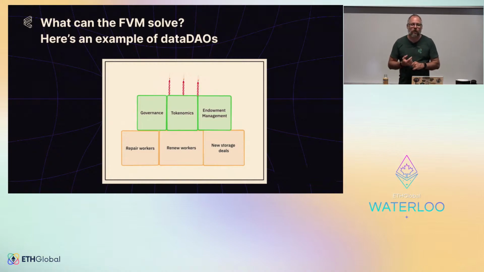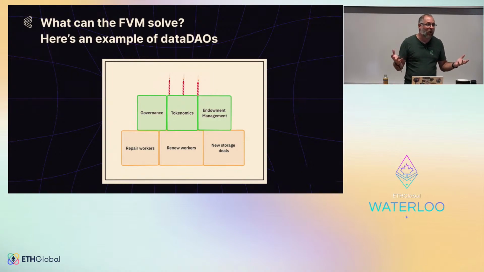You could have renew workers, so you could have perpetual storage. When the data comes to the end of its storage deal, or when the storage deal comes to an end rather, a smart contract could renew that storage deal and continue on further. You could create new storage deals as well. So you could have something like a data DAO, so building on the next layer now, this green layer on top, you have things like governance, tokenomics, things like endowment management. So you could create things like data DAOs in which you have a decentralized autonomous organization in which the participants are voting on the funding of storage. Imagine something like commons good data, for example.